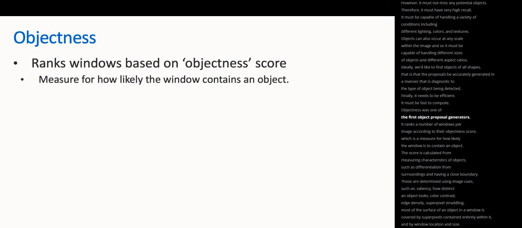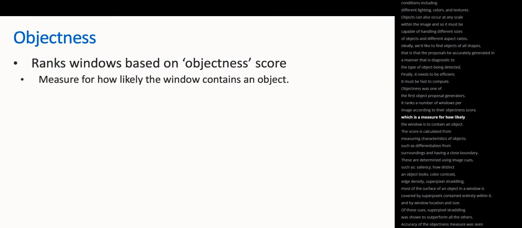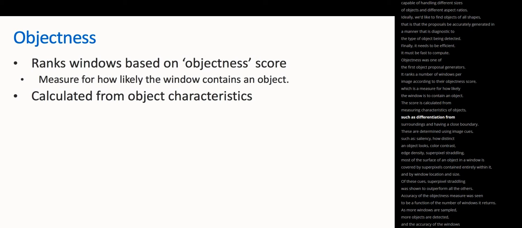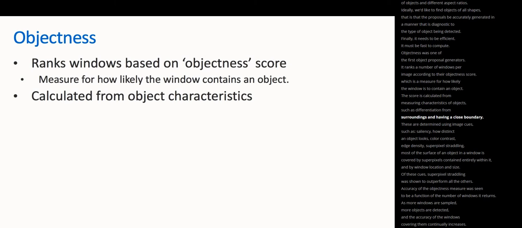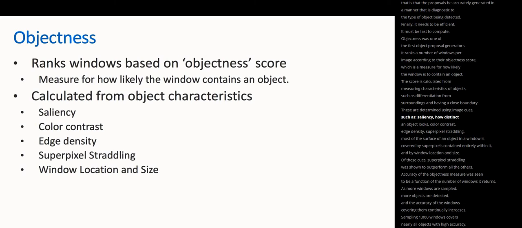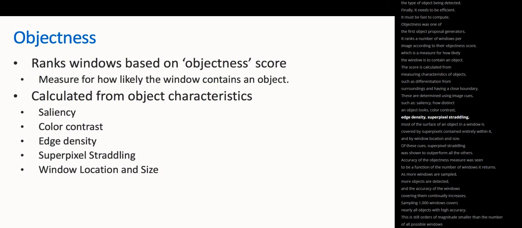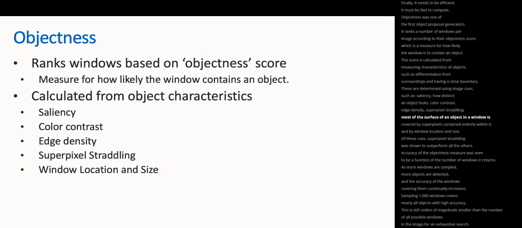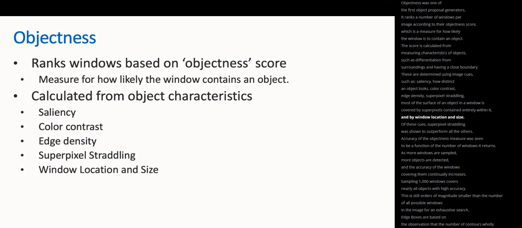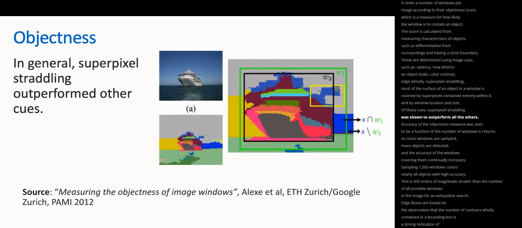Objectness was one of the first object proposal generators. It ranks a number of windows per image according to their objectness score, which is a measure for how likely the window is to contain an object. The score is calculated from measuring characteristics of objects, such as differentiation from surroundings and having a closed boundary. These are determined using image cues, such as saliency, how distinct an object looks, color contrast, edge density, superpixel straddling, where most of the surface of an object in a window is covered by superpixels contained entirely within it, and by window location and size. Of these cues, superpixel straddling was shown to outperform all the others.